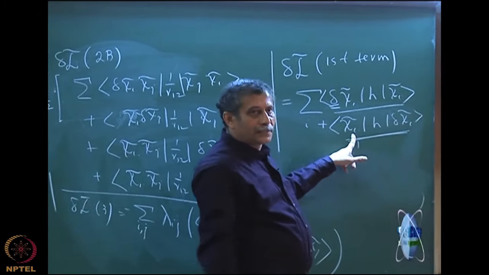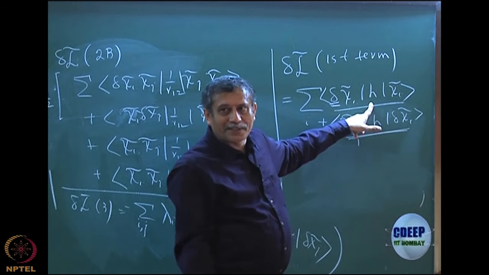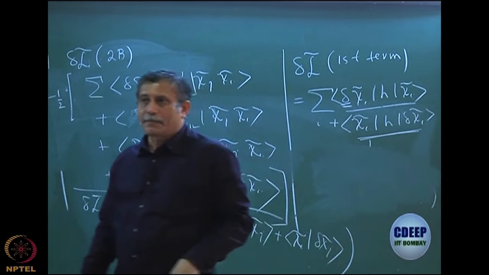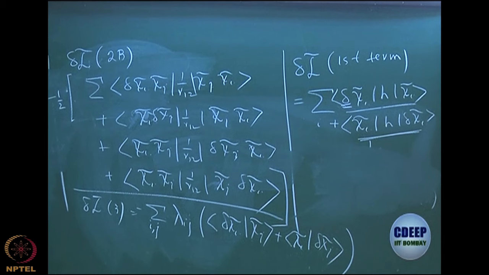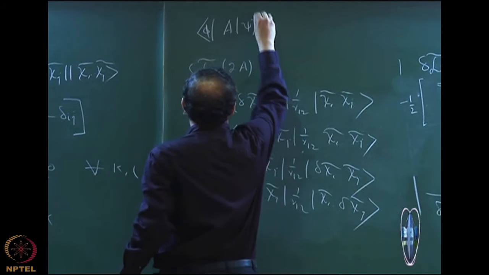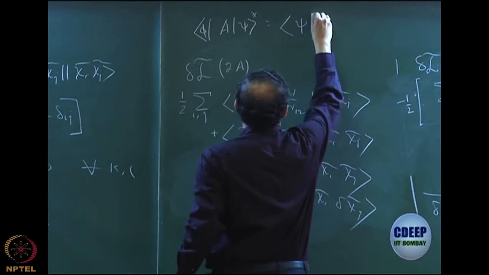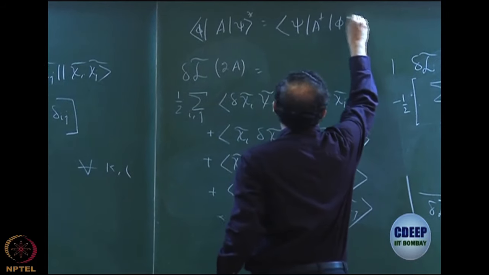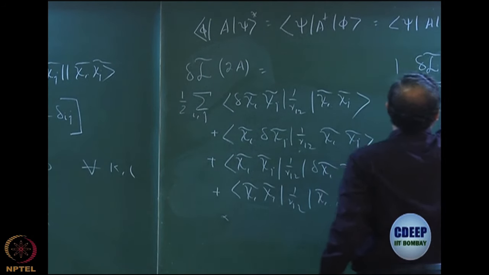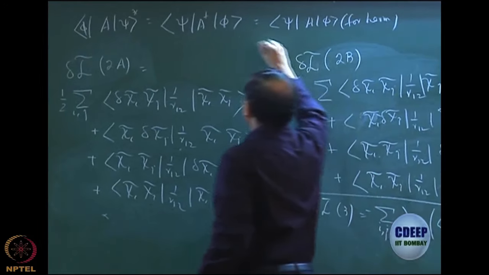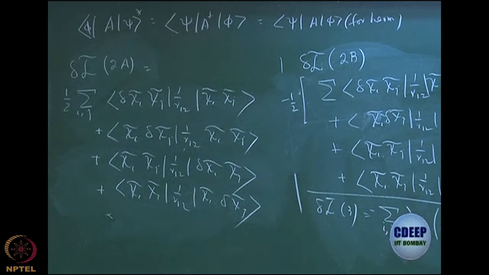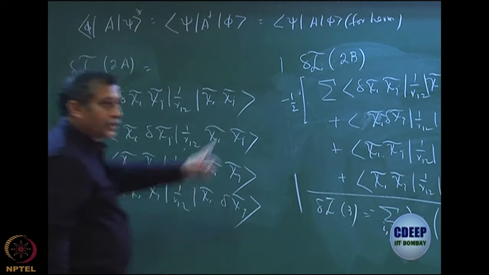This one will become the left vector. H is a Hermitian operator, so it will remain the same and this left vector will now go to the right. I hope all of you remember how to take matrix element conjugate. So, if I have an operator A and if I have phi and psi, what is the conjugate? Conjugate is nothing but psi A dagger phi in general, and for Hermitian operator it is psi A phi, right? Okay, so just remember this, how to take matrix element conjugate. Just take the conjugate from right to left and put it down. For Hermitian operator, of course, you have a special simplification.